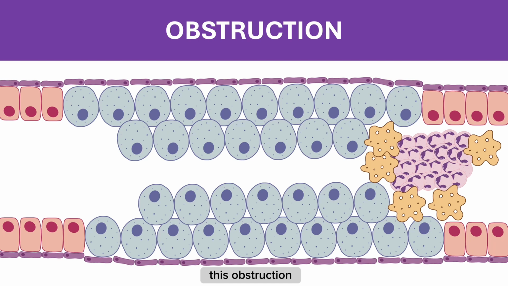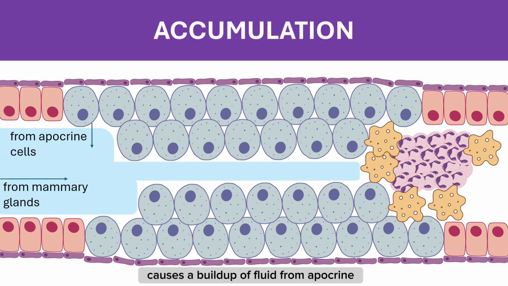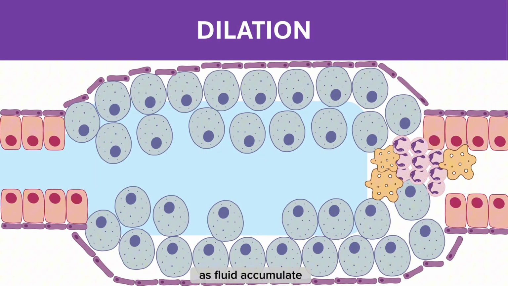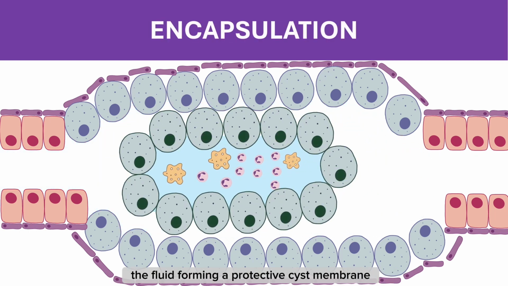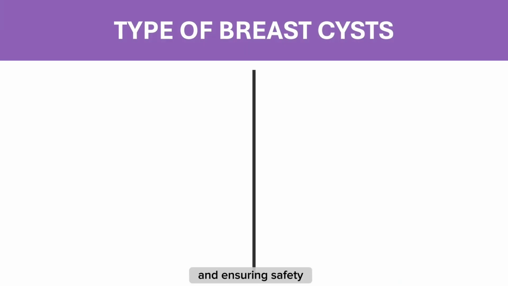the ducts. This obstruction causes a build-up of fluid from apocrine and mammary gland secretions, forming a complex mixture of lipids, proteins, and milk. As fluids accumulate, the ducts become dilated and surround the apocrine cells and encapsulate the fluid, forming a protective cyst membrane. This encapsulation aims to contain the fluid, preventing uncontrolled spread into surrounding tissues and ensuring safety.